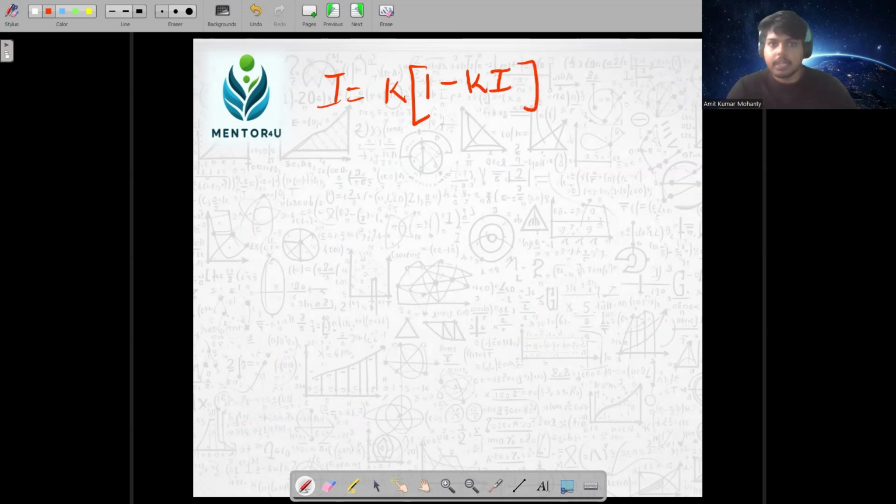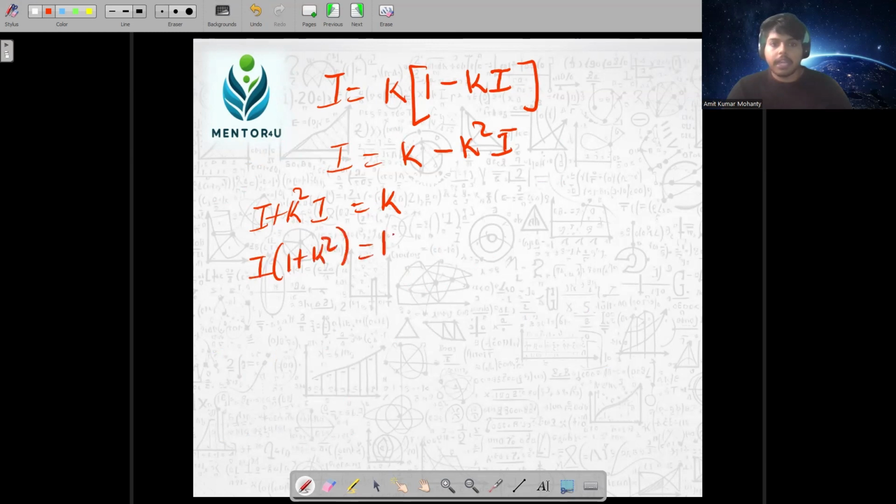Clear? Now, let's open the brackets. So I equals to k minus k square I. Clear? Let's take this k square I to that side. So I plus k square I equals to k. If I take I as common, it is I into 1 plus k square equals to k. Or I can say I equals to k by 1 plus k square. Clear?